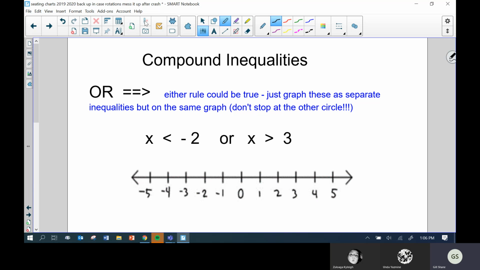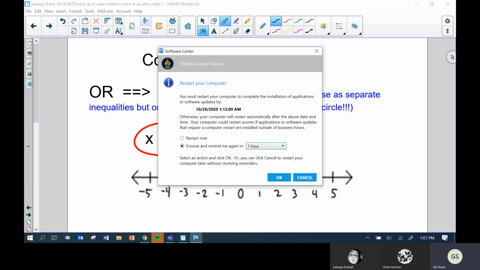I'm going to kind of get started on it myself so that we can be ready for the exit ticket. Like I said, I think these are easier.